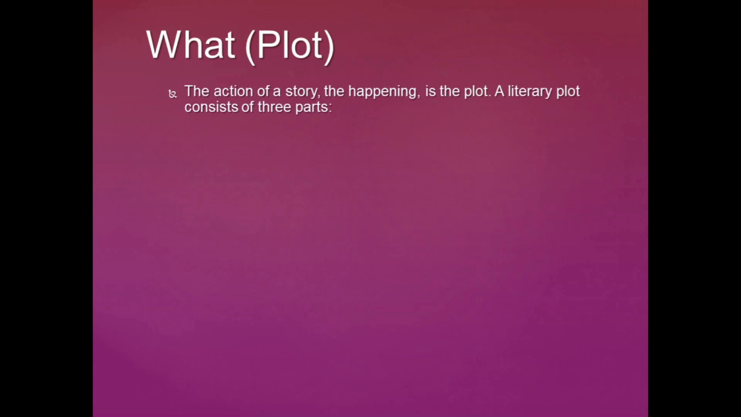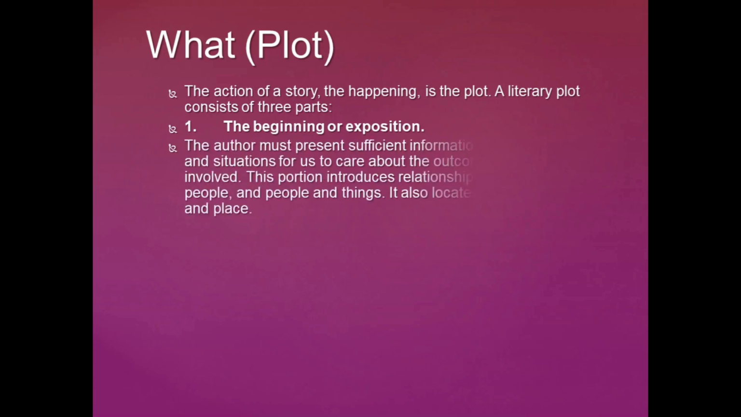The next important element in prose is what. The what talks about the plot or the action or the story. The action of a story, the happening, is the plot. A literary plot consists of three parts: the beginning or the exposition. The author must present sufficient information about characters and situations for us to care about the outcome of the people involved. This portion, the beginning, introduces the relationships among people as well as things. It also locates the story in time and place.